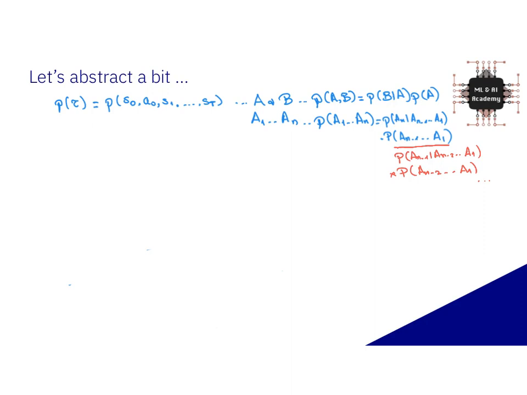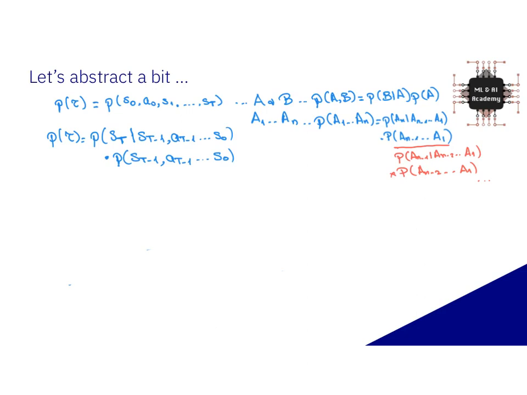Let's take that idea and apply it to our problem here. So we're going to write P of tau is equal to. The last event for us, which is AN here, is going to be big ST for us. So we're going to say P of big ST conditioned on everything else, which is ST minus 1, AT minus 1, dot, dot, dot, up to S0, times the joint, which is P of ST minus 1, AT minus 1, up to S0.